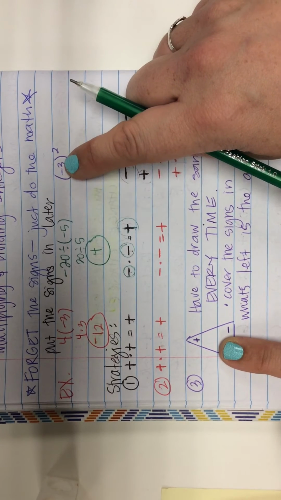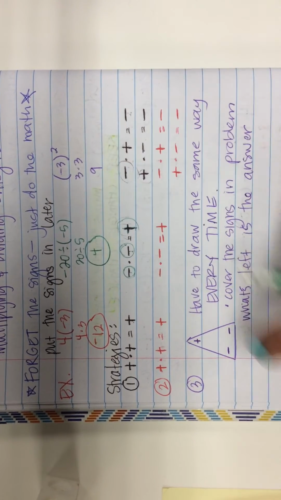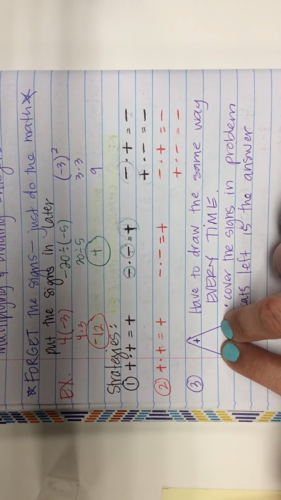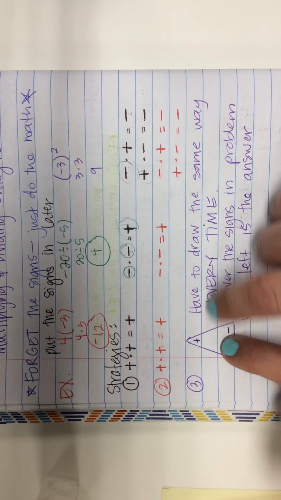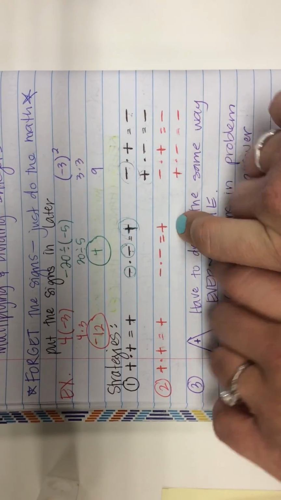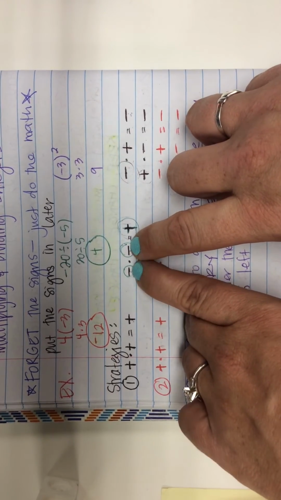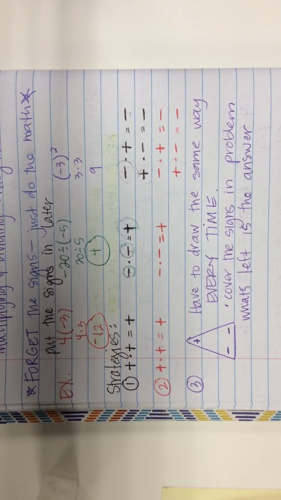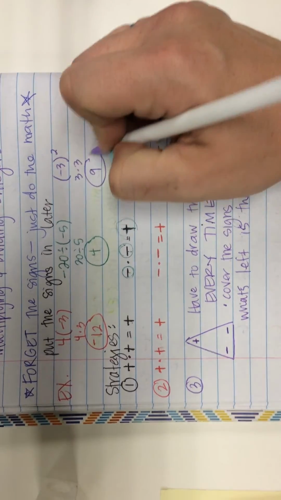Down here, negative 3 squared. That means negative 3 times negative 3. How many negatives are there? 2, so you can cover up 2 negatives and get a positive. You can think 2 negatives, 2 bad things make a positive. You can think the 2 signs form together to create a positive. However your brain works.